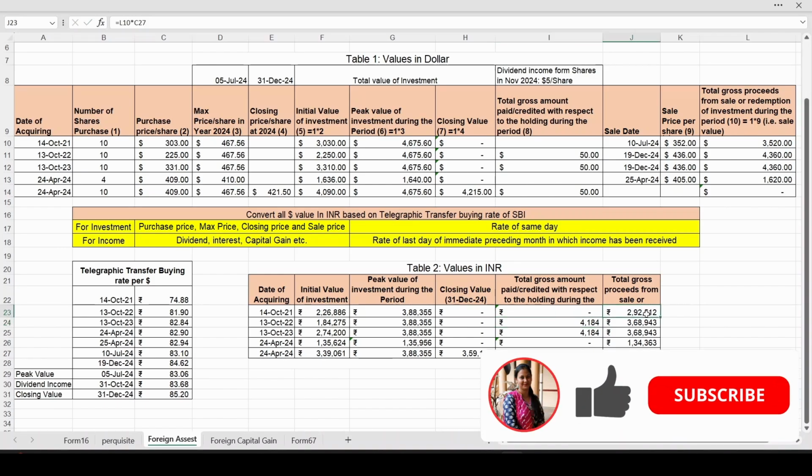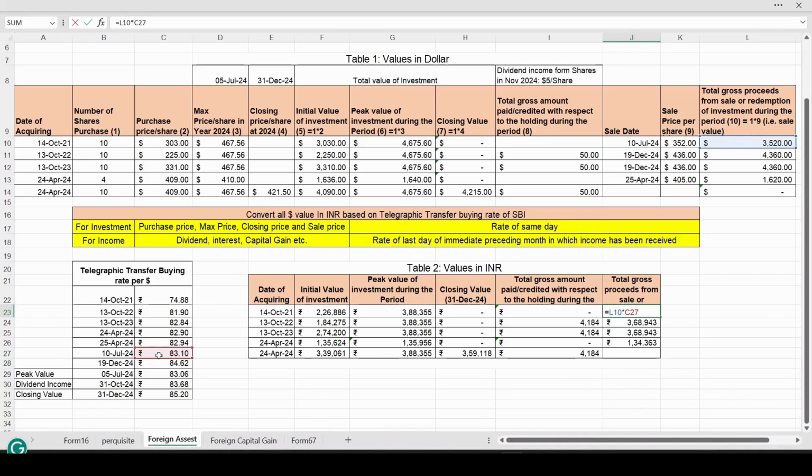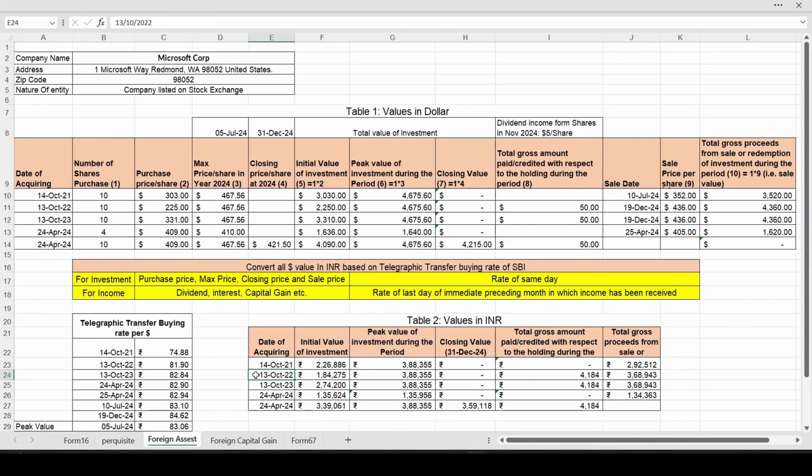Last is sell value in INR. Sell value in INR would be sell value in dollar multiplied by the conversion rate of the same day, that is 10th July. In the same manner, we will calculate values in INR for the remaining entries. These 4 entries have been sold. So now we will understand the calculation of capital gain and tax on that, which I have done on the next sheet.